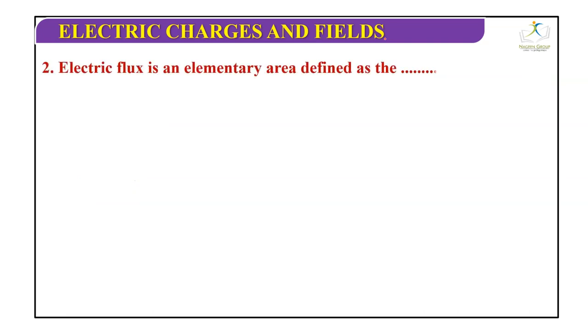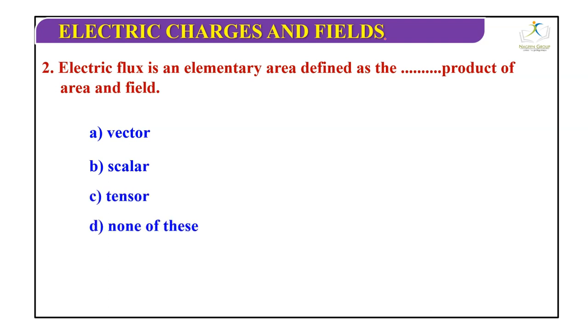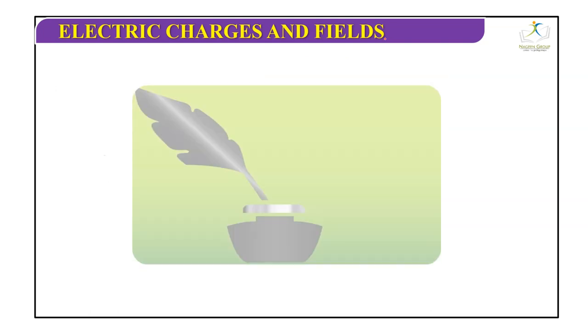Second, electric flux through an elementary area is defined as the product of area and electric field. Vector, scalar, tensor, none of these. The correct answer for this question is a scalar quantity.